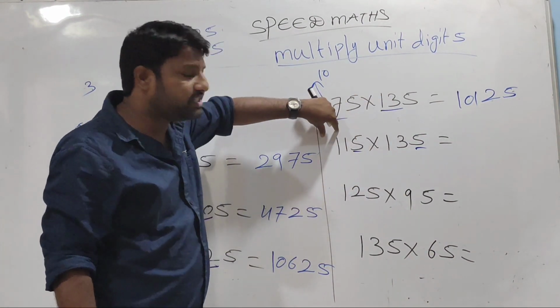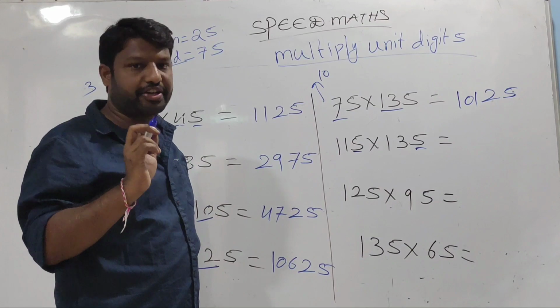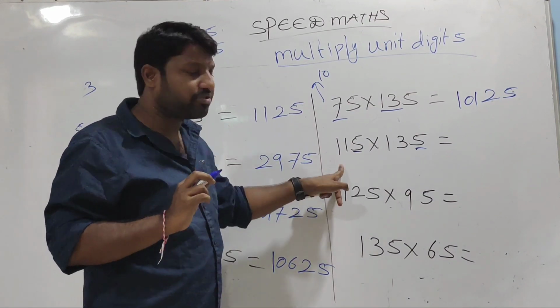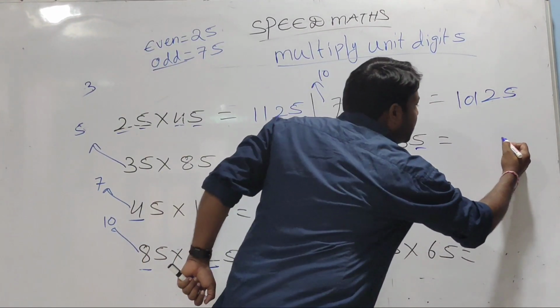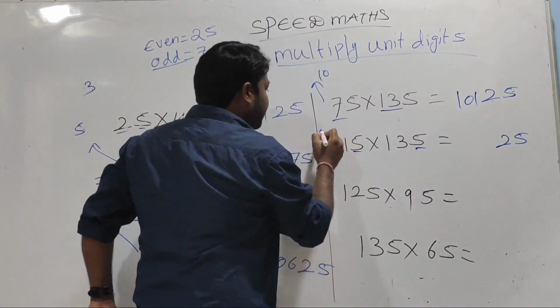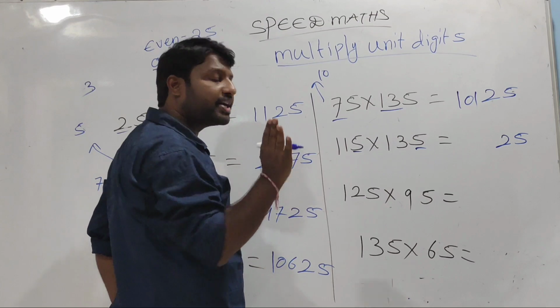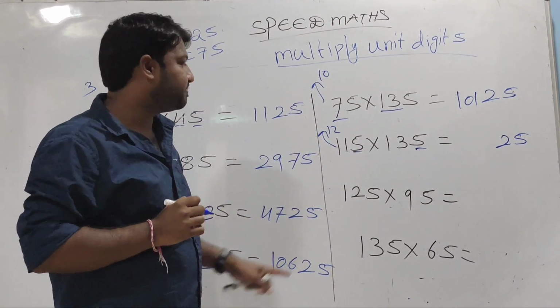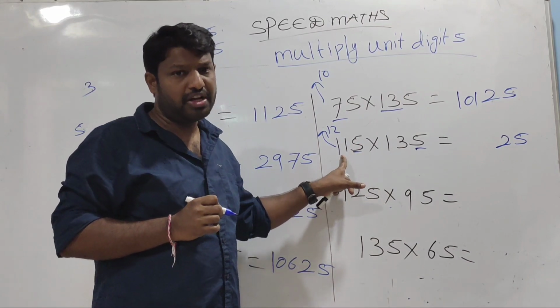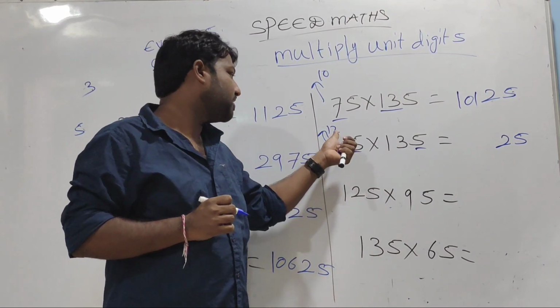This is 13. This is 11. 13 plus 11 is 24. 24 is an even number. Even number means I will write the last two digits as 25. And I will write half of that number. 24 half is nothing but 12. I have written 12 here. You should write half of that number, which is 12.